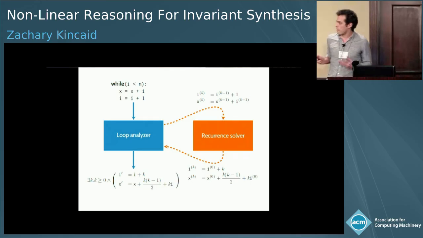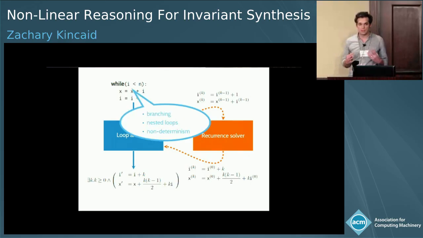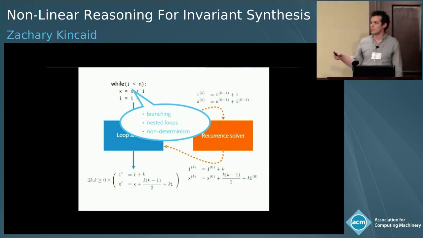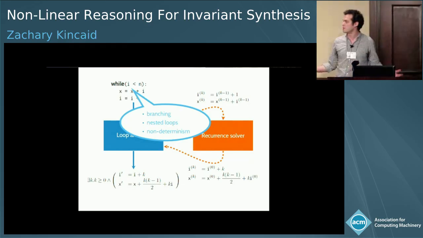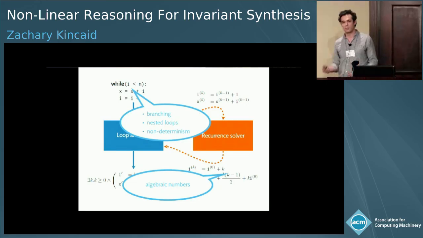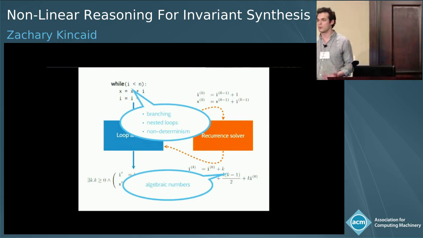So there's two reasons that this picture doesn't work out quite as nicely as it looks. The first is that our loops might not just be a system of recurrences. They might involve control flow, like branching and nested loops. They might have non-determinism. And the second bit is that the output of one of these recurrence solvers typically involves things like algebraic numbers, and there aren't a lot of tools in the program analysis toolbox that can reason about these things.